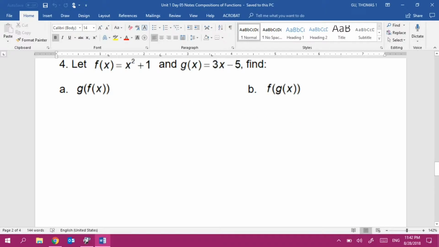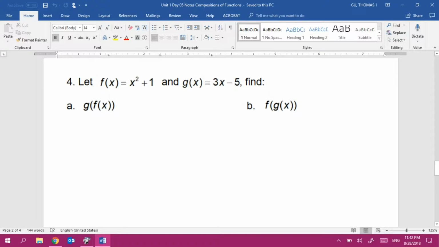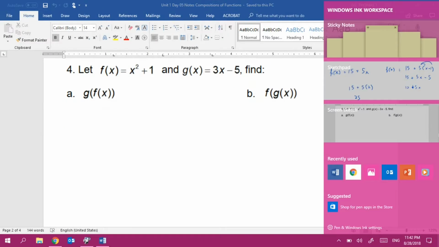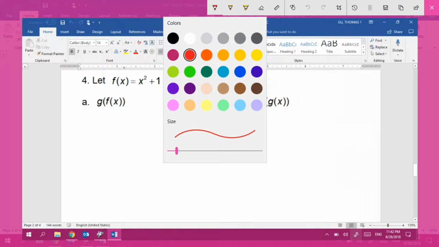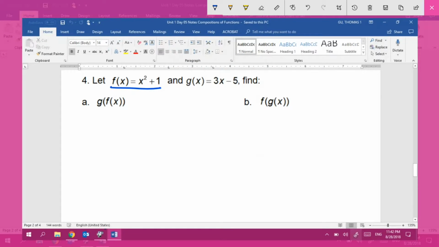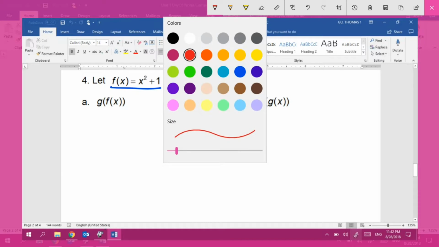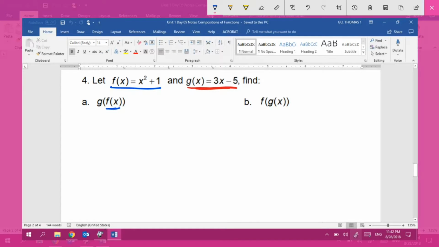All right, let's scroll all the way down to 4 and do a couple more complicated problems using just x. So look at A. It says g of f of x. Let's color code this real quick. F of x is up here, and g of x is right here. So looking from the inside, it's always inside first. F of x. What does f of x equal? It's x squared plus 1. So I'm just going to go ahead and write that.